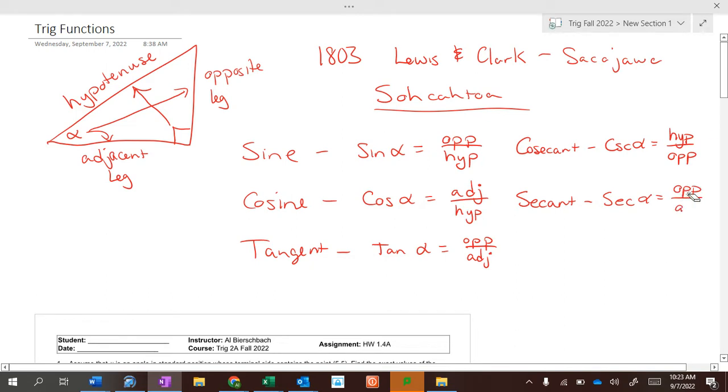What are you doing, Mr. Bierschbach? The adjacent. What are you doing, Mr. Bierschbach? The hypotenuse over the adjacent side.